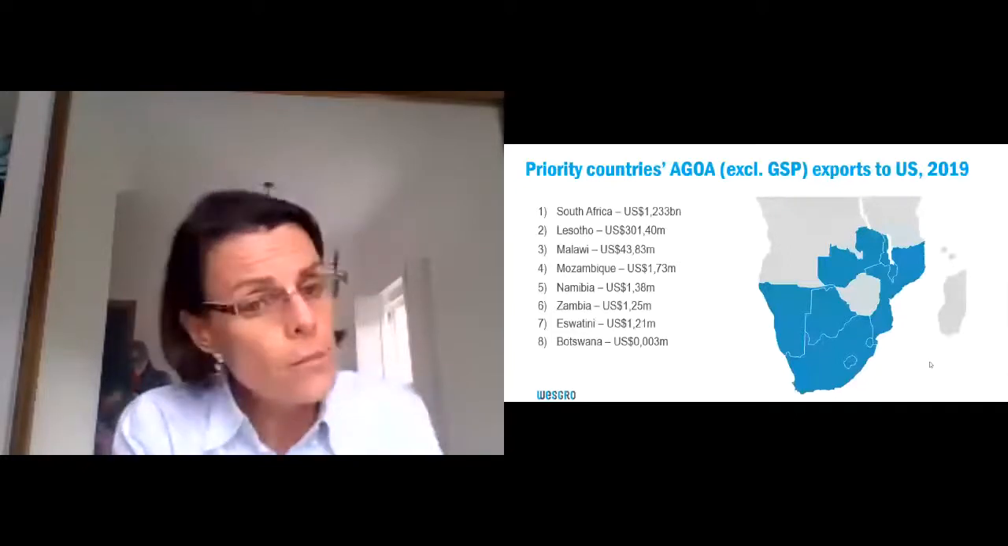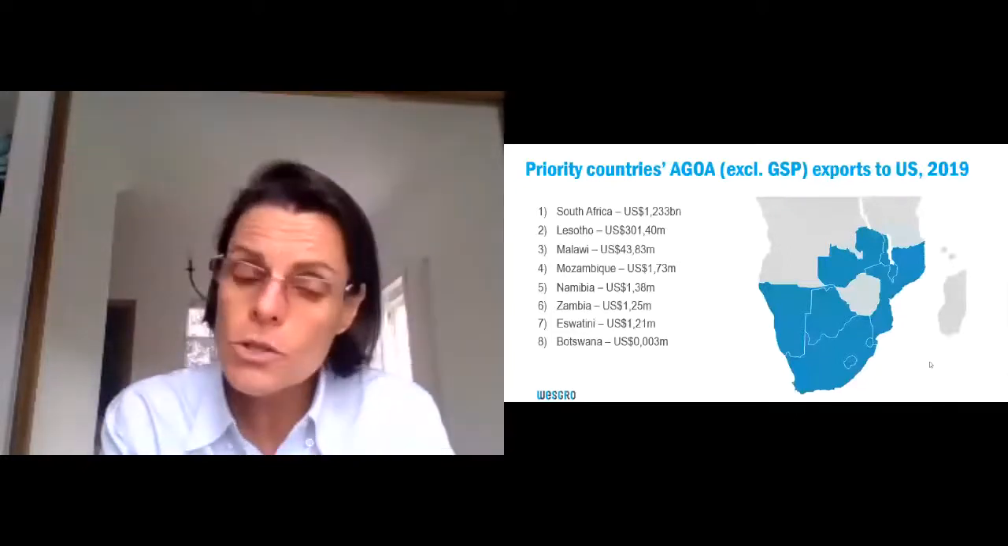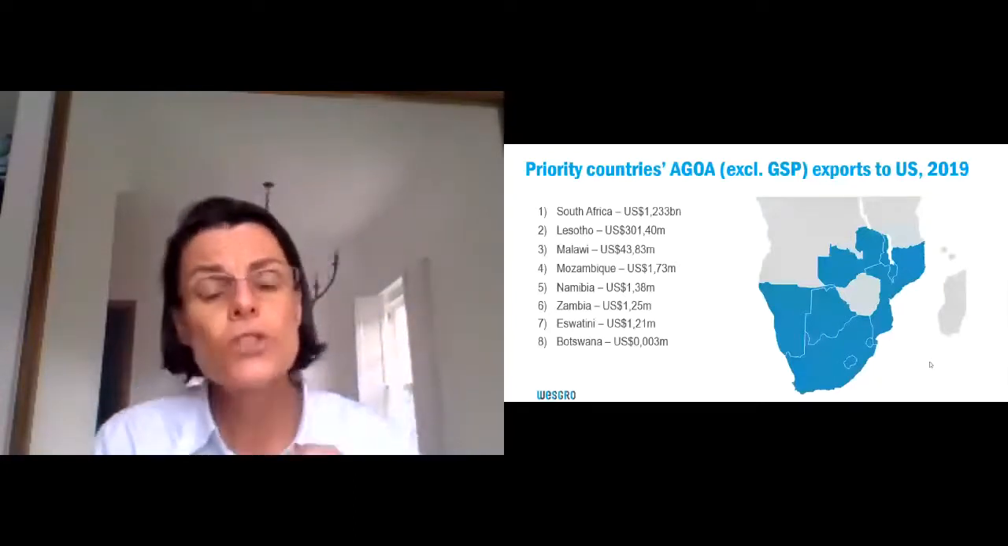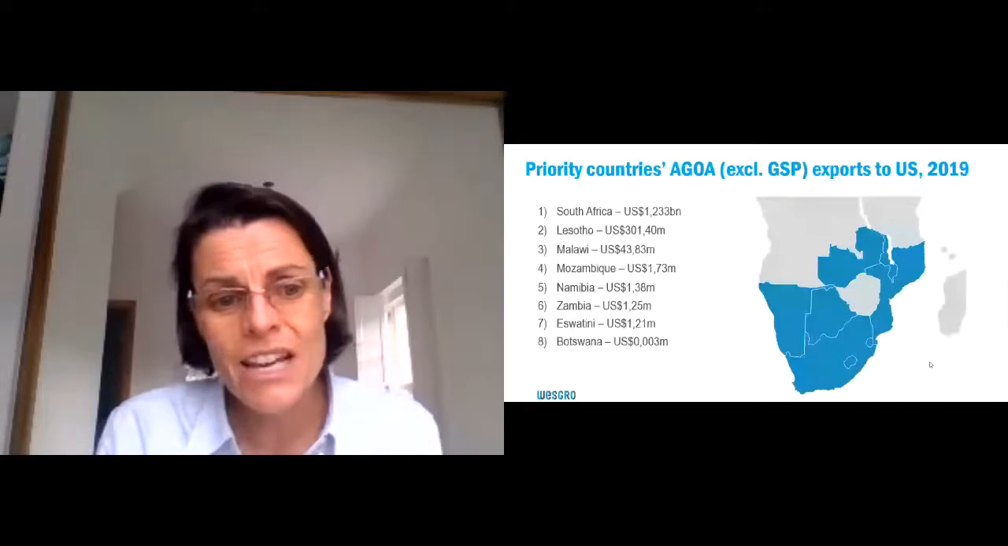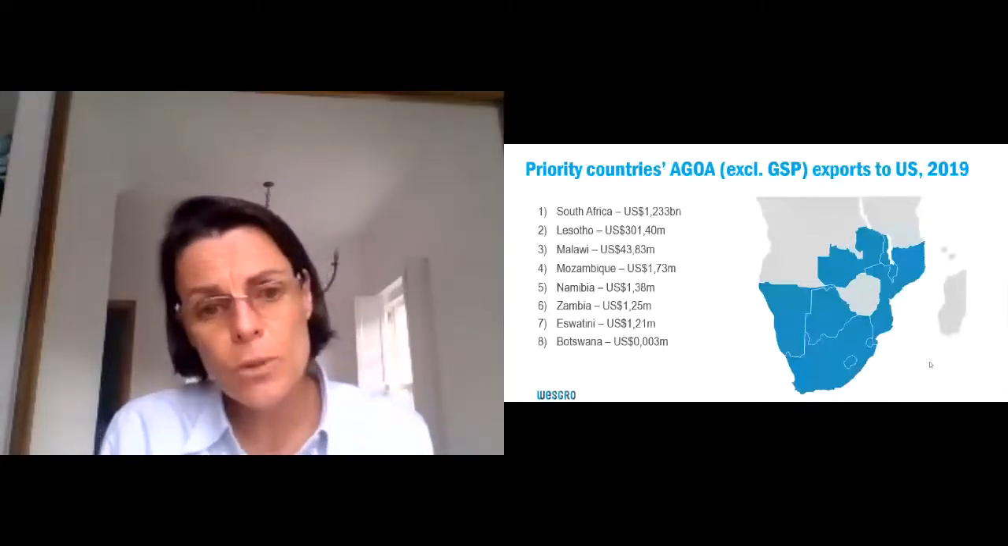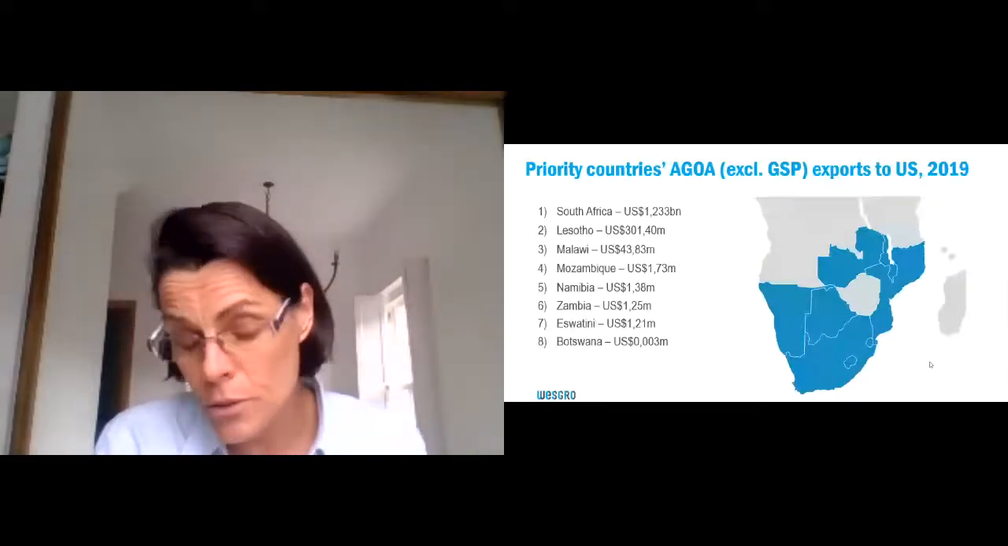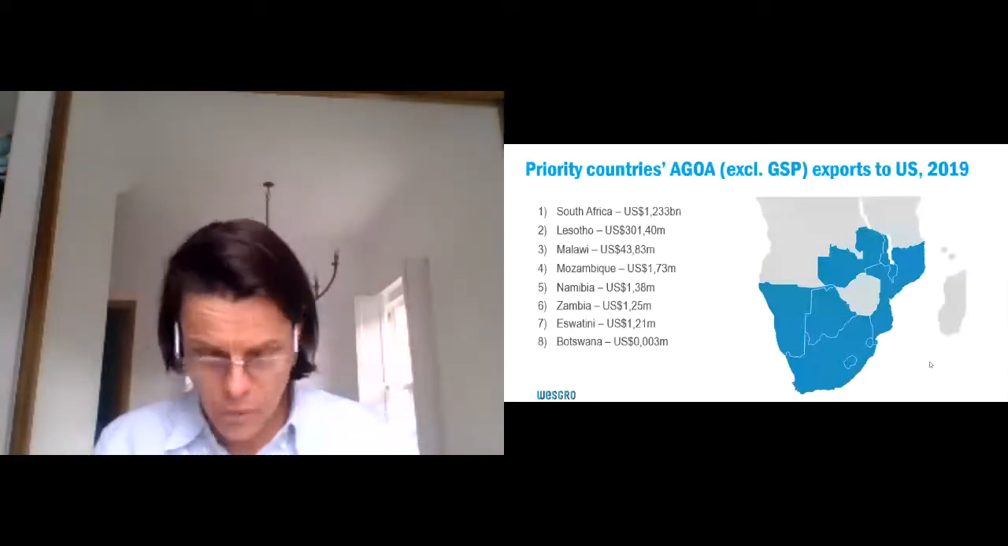Botswana very marginal in terms of their exports under the Agoa program, excluding GSP to the States. That's not to say that they don't export to the US. They do certainly export, but a large percentage of this goes under other special import programs to the US, or no program claimed, which seems to be the largest one as well.